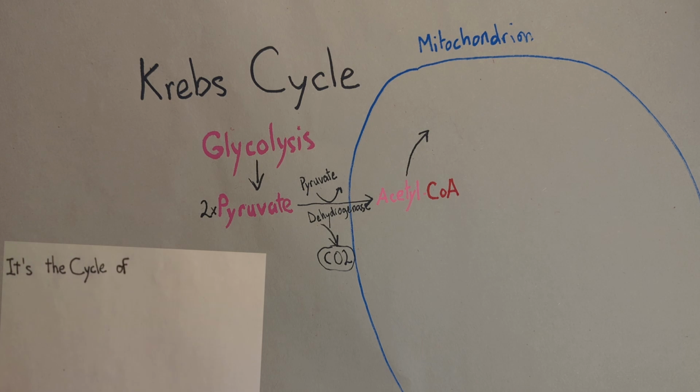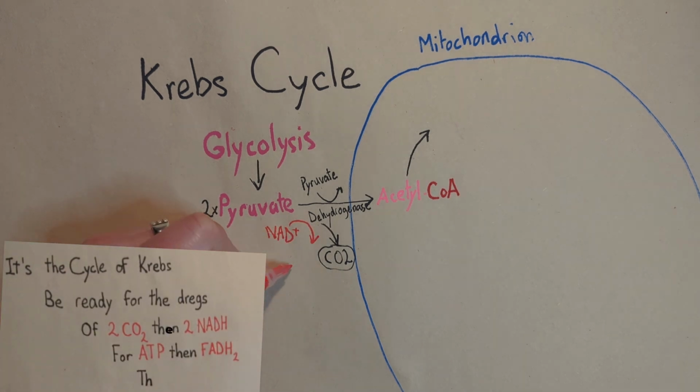It's the cycle of Krebs. Be ready for the dregs of 2 CO2, then 2 NADH, for ATP, then FADH2, then one last NADH.